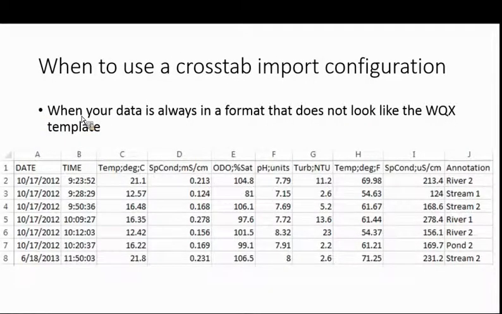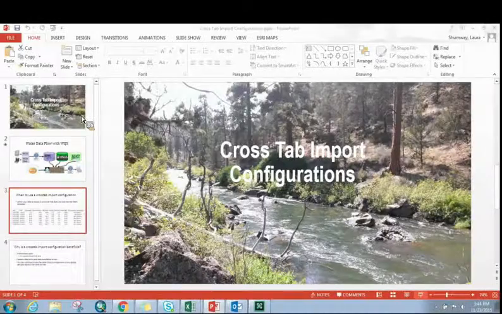So when to use a crosstab import configuration? A crosstab import configuration is beneficial when your data is always in a format that does not look like the WQX template. For example, you can see in this file here, it doesn't look like the template. If you've seen the template before, the template has each record in one row, not in a column. So the column name would be named characteristics. So let's look at that real quick.